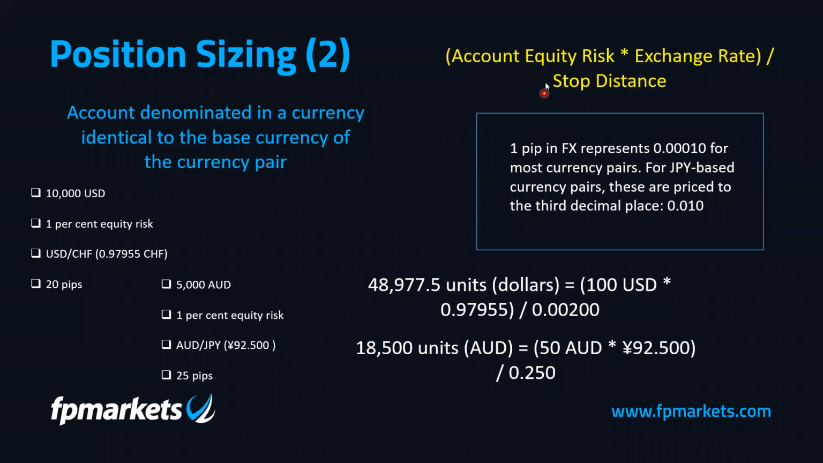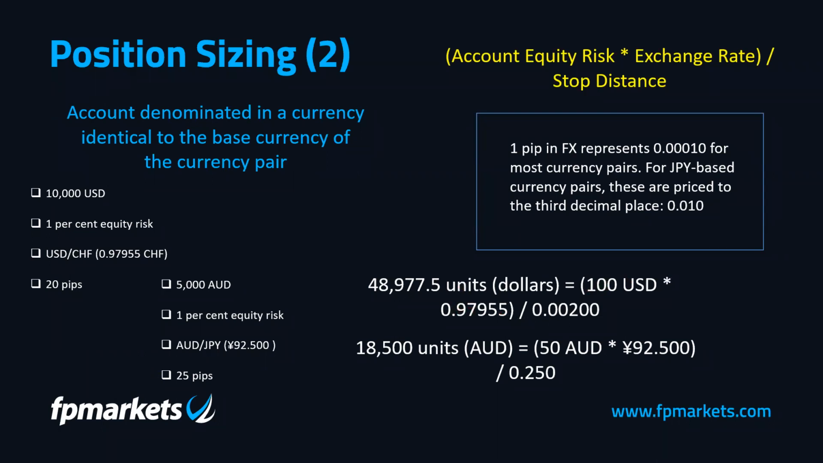Right, so following the formula, we've got to trust the formulas here, guys. Trust the formulas. Here we go, it's $100. So $100, that's our equity risk, from our account balance. Our equity risk is $100 multiplied by the dollar Swiss exchange rate at 0.97955. What this does is this gives us the Swiss franc risk. Then we divide that.